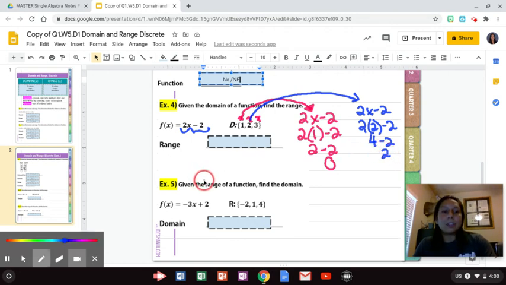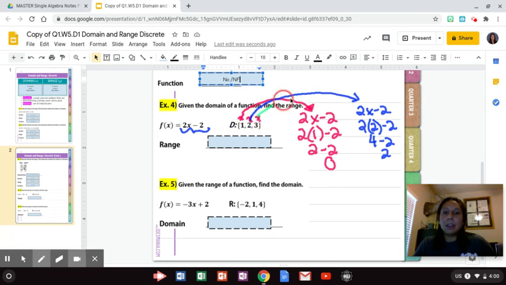Okay, now the last one. The last one says for you to input a 3. So let's do that for the last one, 2x minus 2. Instead of x, we have to input a 3 to figure out what I would get. 2 times 3 is 6, minus 2, that's 4.